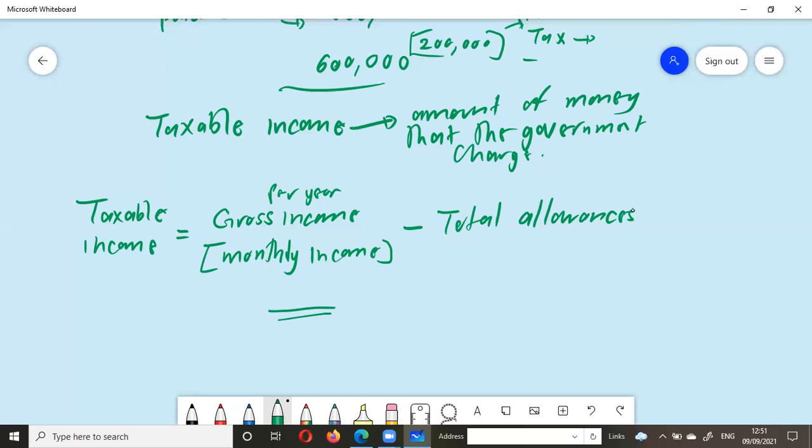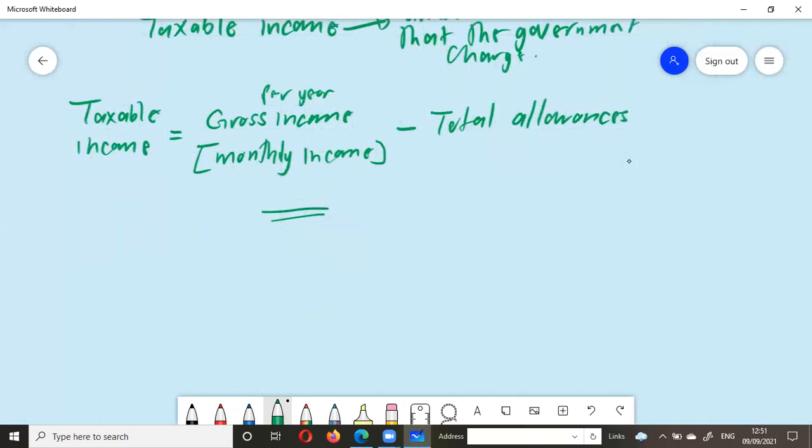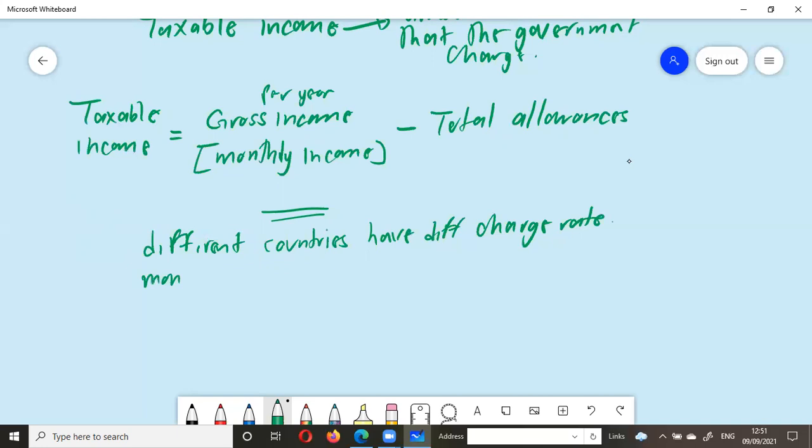So every government has its own charge rate. Different countries have different charge rates. When I say charge rate, it depends on how you charge people. Let me give an example of mobile money, like MTN and Airtel.